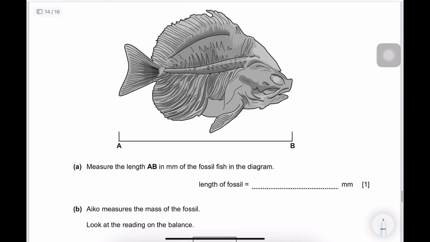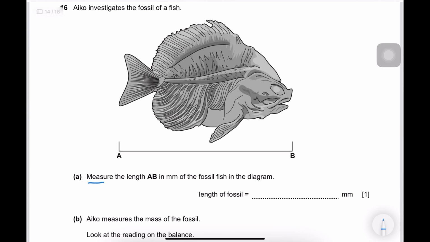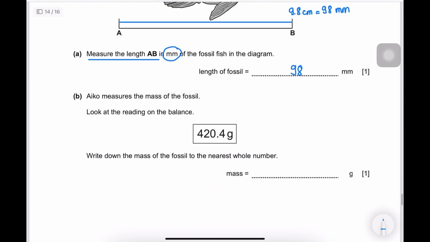Question 16. Here, Aiko investigates a fossil of a fish, measuring the length AB in millimeters. We measure the length of AB to be 9.8 centimeters, so the length of the fossil will be 98 millimeters. B. The mass of the fossil, rounded to the nearest whole number, is 420 grams.